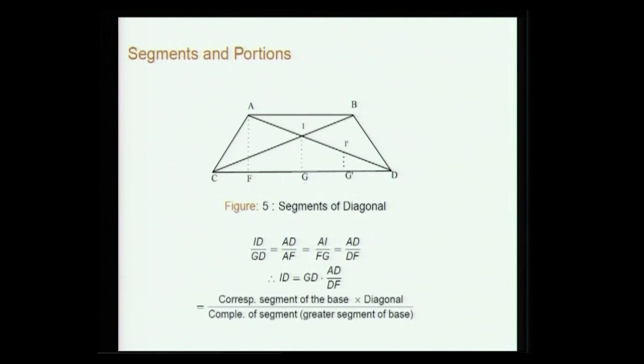So, this is a trapezium like this. The diagonals are intersecting at a point. From the point of the intersection, you drop a perpendicular. Then essentially to find the segments AI and ID, etcetera, from the diagonal and the segments. For instance, ID is given by GD into AD by DF. That is the corresponding segment of the base into the diagonal divided by the complement of the segment. So, it is all the rule of proportion, using similar triangles. That is what he is doing.